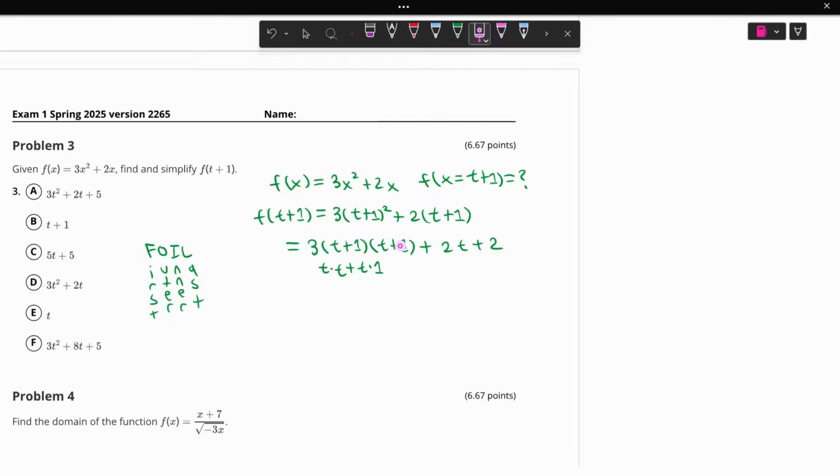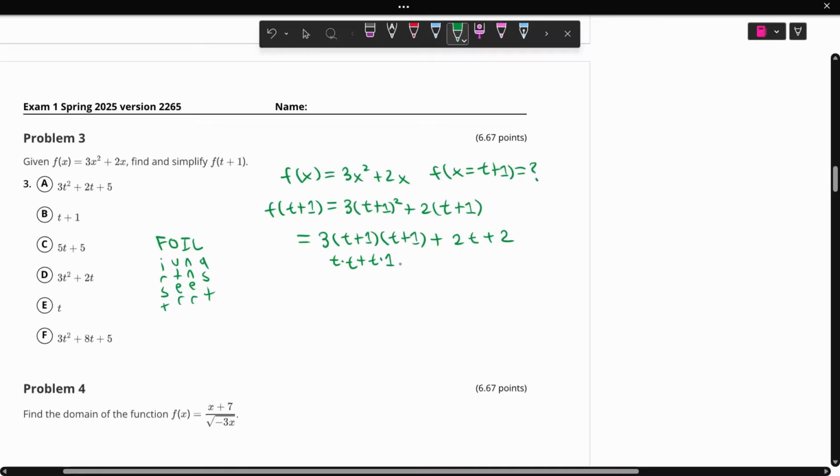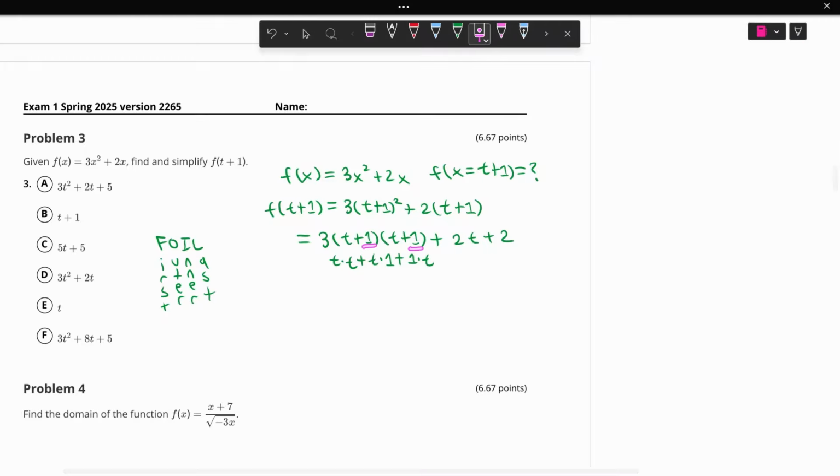And then you want to add a term where you multiply your inner terms together, so 1 times t. So you should end up with 1 times t. And then your last terms, so 1 and 1. So plus 1 times 1. So when you simplify this down, you should end up with t squared plus t again plus 1, which simplifies again to t squared plus 2t plus 1.